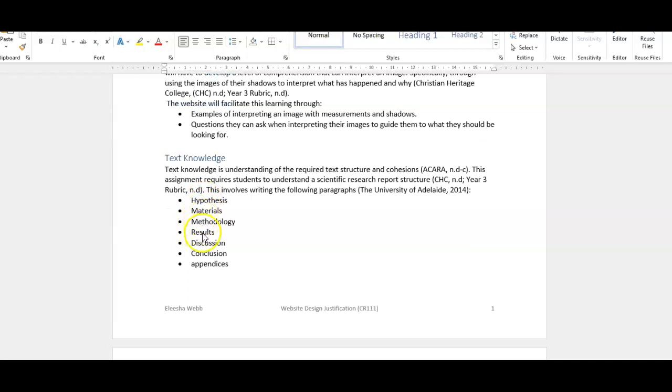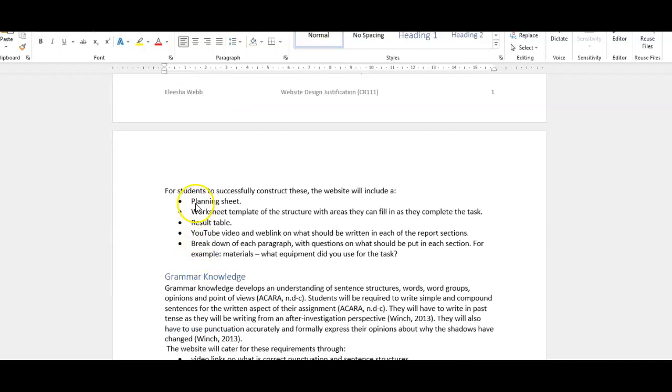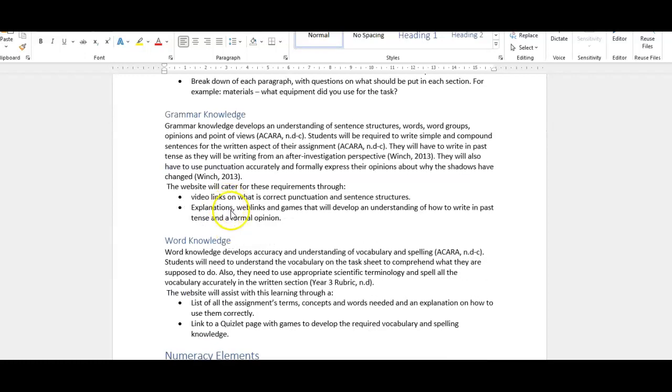Text knowledge is, here's the information that is needed to write their scientific report, and the website will have information about that. But it's not so much the website, it's about unpacking for you as a teacher to identify the areas you'll need to cover within those various areas. In terms of grammar, for example, what grammar do we need to do in a scientific report? It talks about punctuation, sentence structure, past tense, and the formal opinion forms part of the informational report that is required.